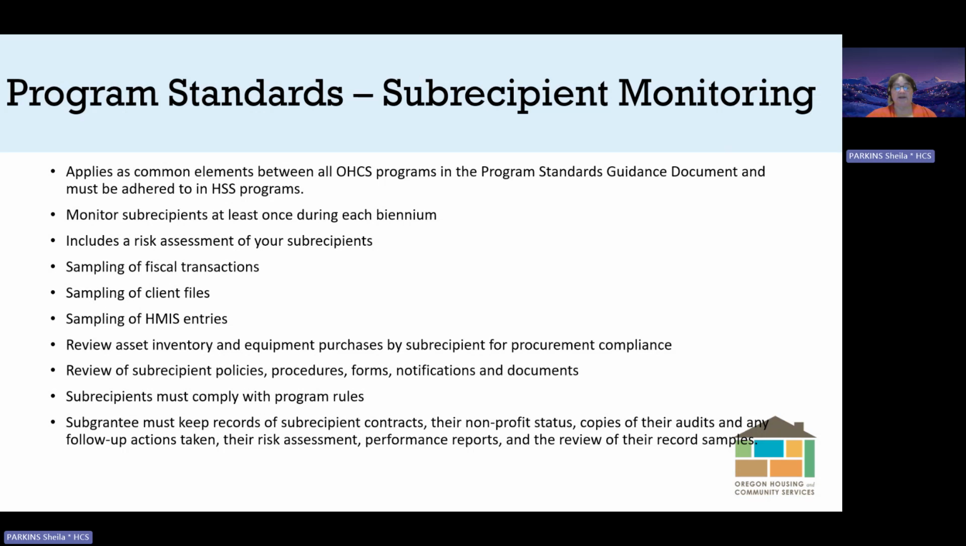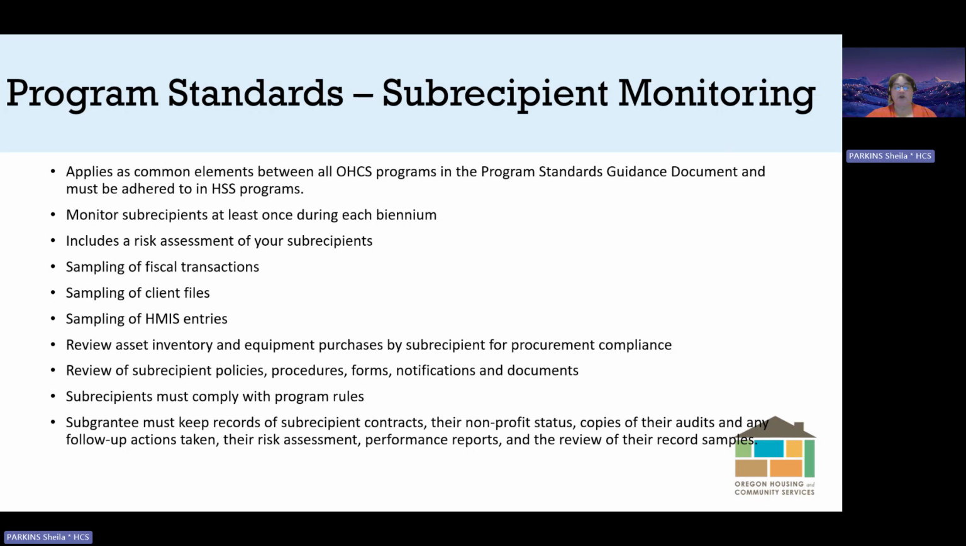You must perform a risk assessment of your subrecipient, and monitoring activities must include a review of a sampling of fiscal transactions, client files, and HMIS entries. You must ensure subrecipients comply with program rules, including record keeping for security, maintenance, retention, and destruction of records. You must also review the asset inventory and any equipment purchases by the subrecipient to ensure compliance with procurement requirements.